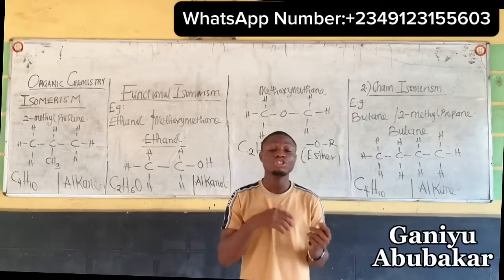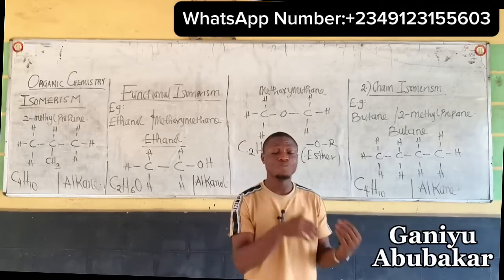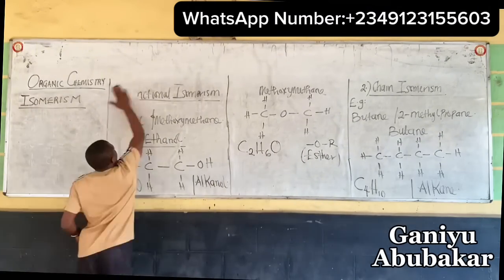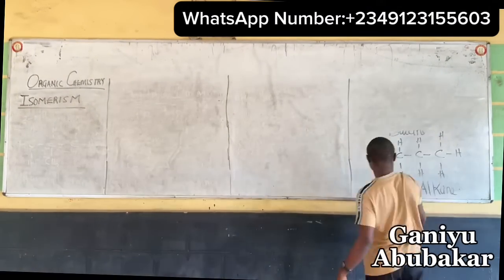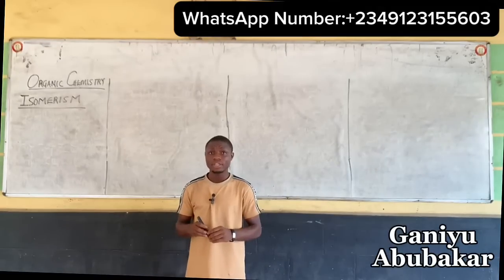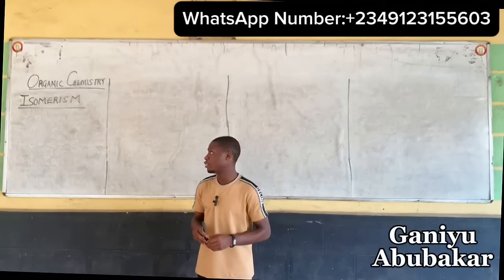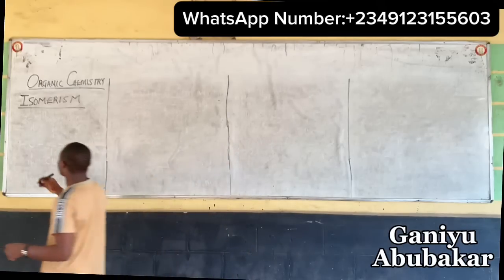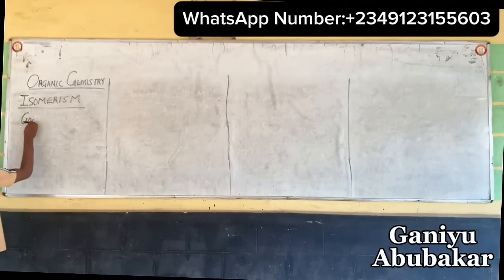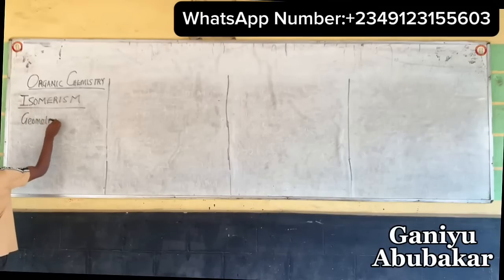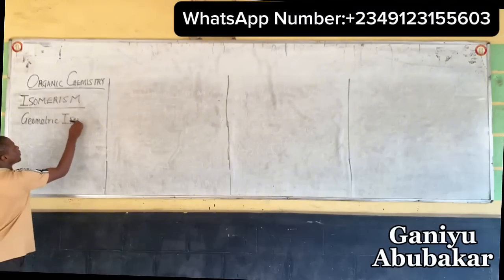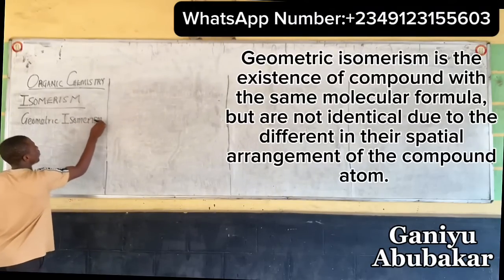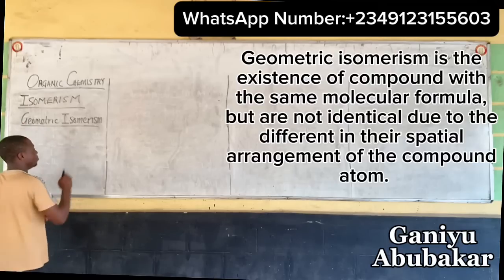Let's look at the third type of isomerism called the geometric isomers or geometric isomerism. Let's look at the third type of isomerism known as the geometric isomers. Right, let's look at geometric isomerism.